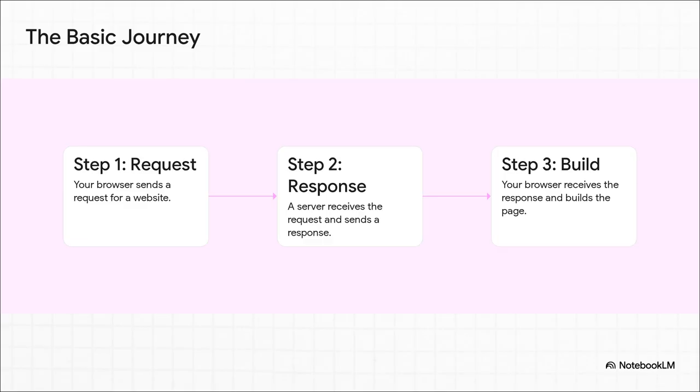So, at its absolute core, you can boil the whole process down to these 3 simple steps. Your browser asks for something, a server finds that thing and gives it back, and then your browser puts it all together so you can see it. Think of this as our basic roadmap for the journey we're about to take.